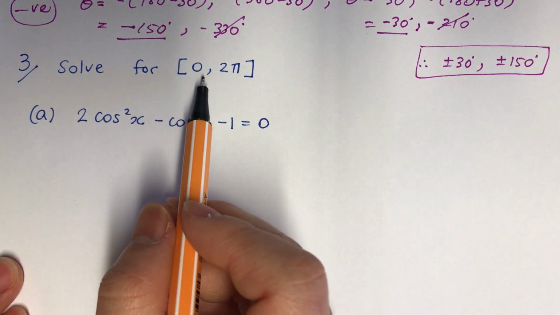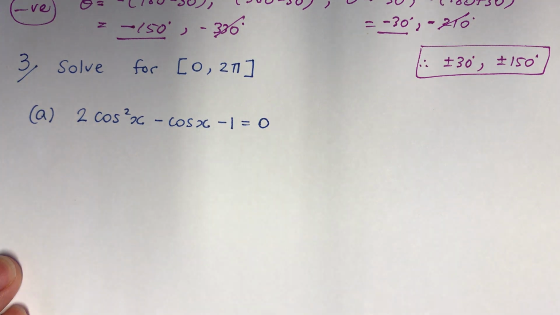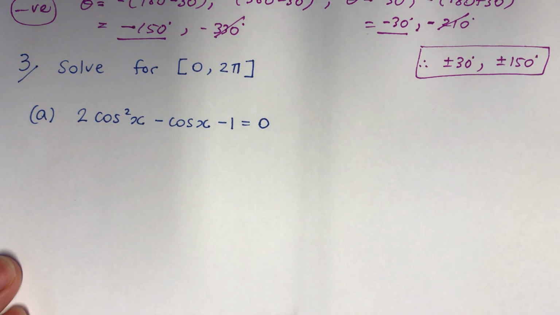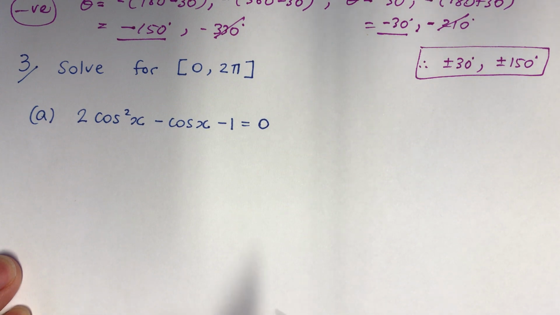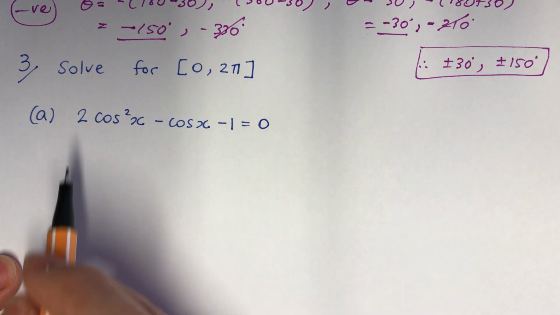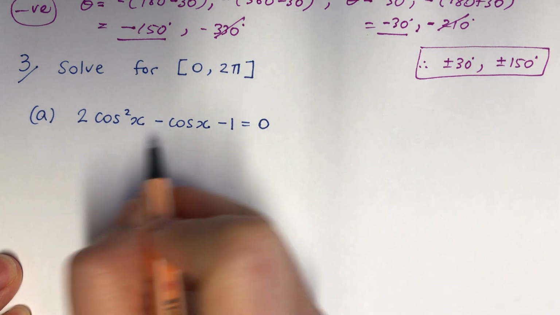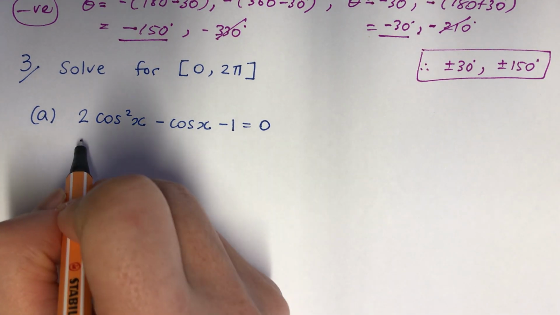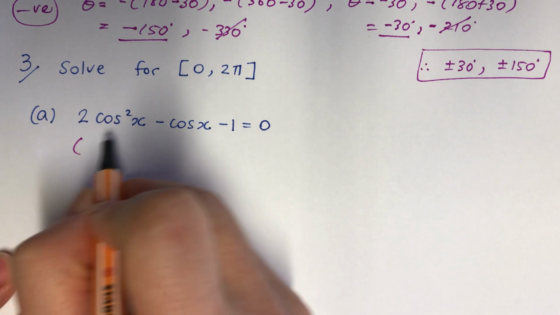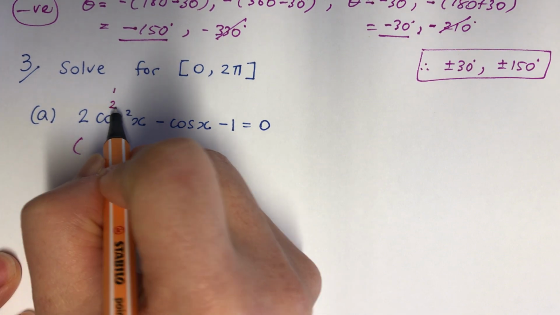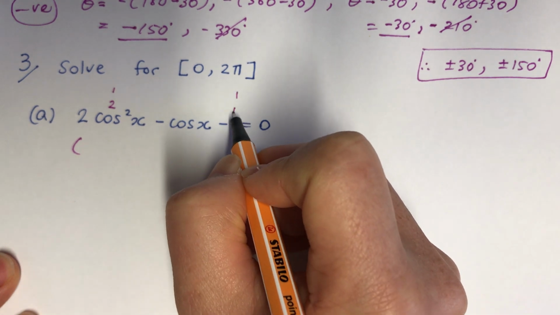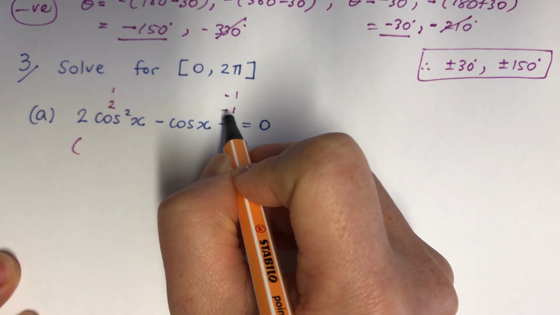Okay, solve for 0 to 2 pi, but this time it's in the radian form, pi form. So be careful you answer the x values in pi form. So let's have a look. This looks like a quadratic, doesn't it? Well, it is. So I'm going to go, if I did 1 and 2, and then 1, 1, go minus, plus.